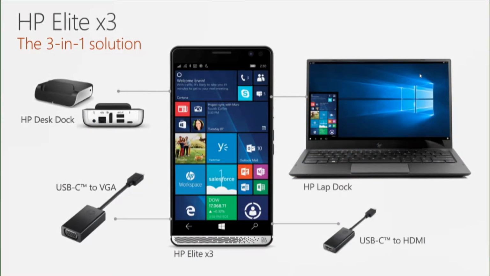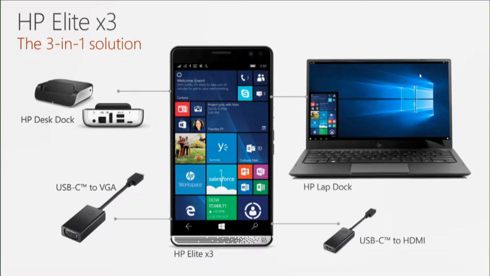And I'd like to take some time to talk about the HP Elite X3. This is the new phone that HP came out with, and it comes with a bunch of really cool accessories. So there is the USB-C to VGA adapter that it comes with, the USB-C to HDMI adapter, and it also has two types of docks.